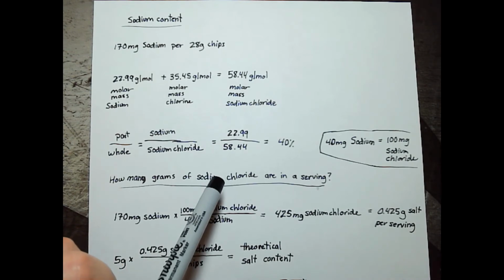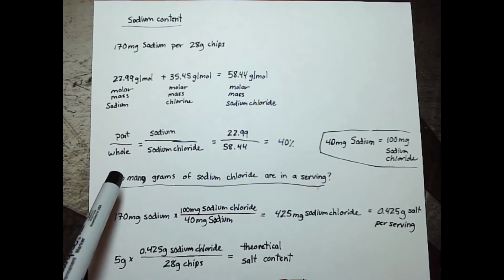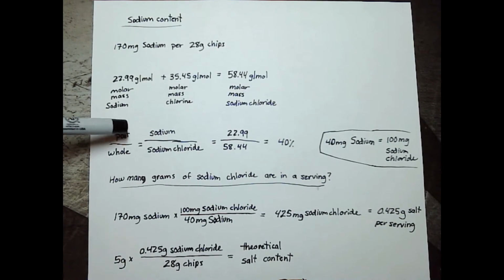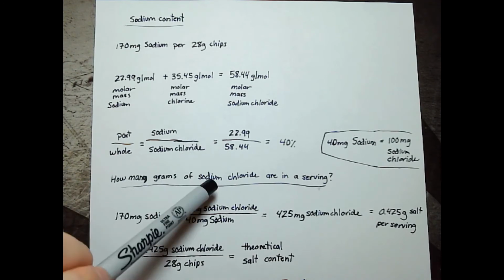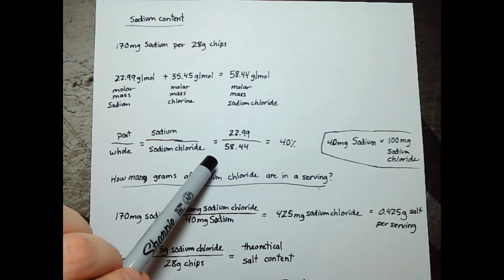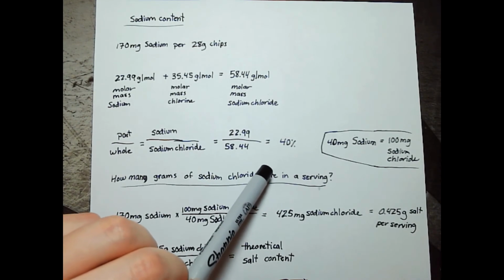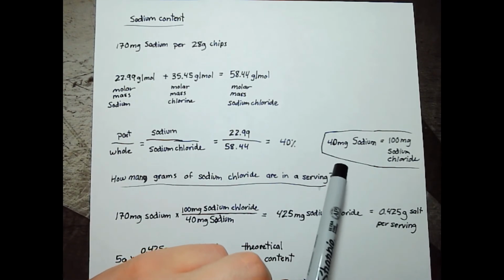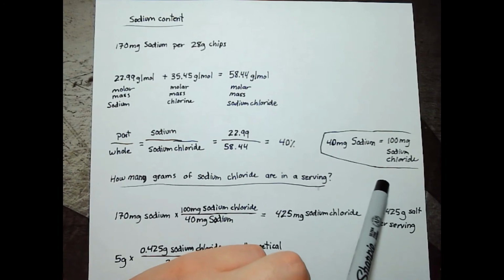And then we want to find the weight of sodium that contributes to the mass of sodium chloride. That's pretty much just finding a part divided by the whole. So in this case, sodium is the part, sodium chloride is the whole, and we just do 22.99 divided by 58.44, and that's roughly 40%. So sodium chloride is roughly 40% sodium by mass. What that means is if we see a nutrition label that says 40 milligrams of sodium per serving, that means they added 100 milligrams of sodium chloride.